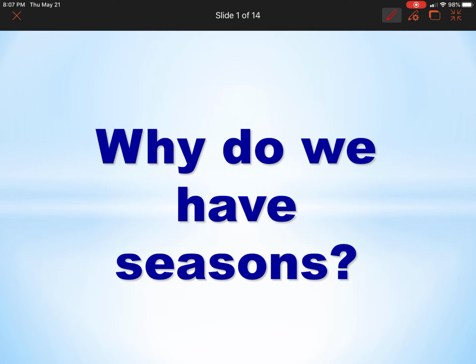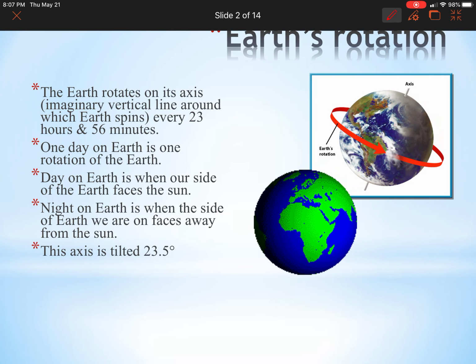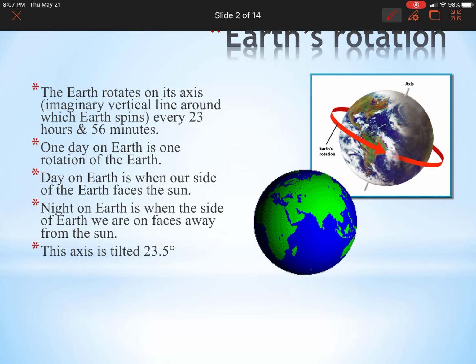Hi everyone. Today we're going to talk about seasons, and why we have seasons. Okay, so why we have seasons is because of the Earth's rotation, actually we're just getting there.